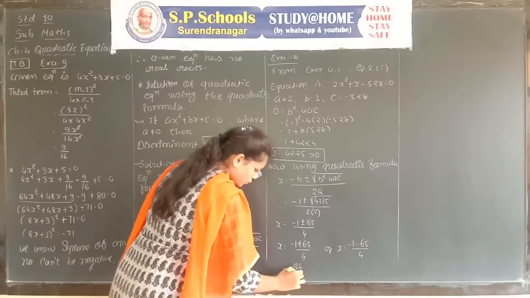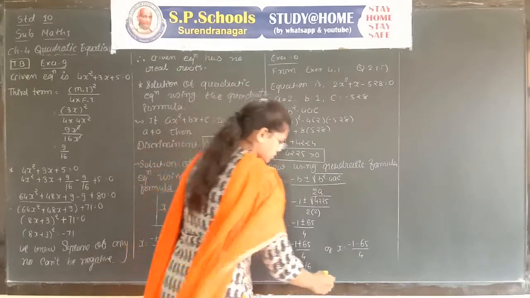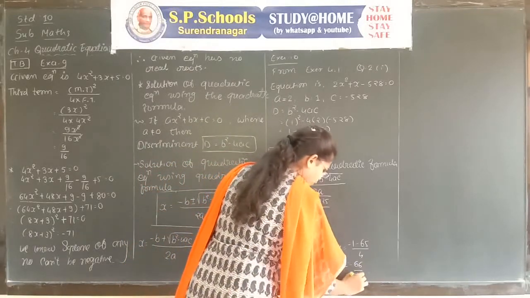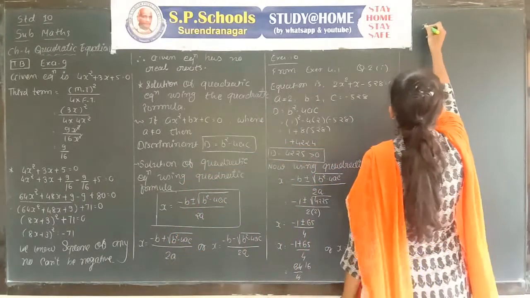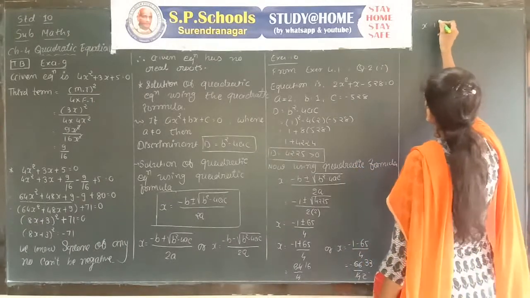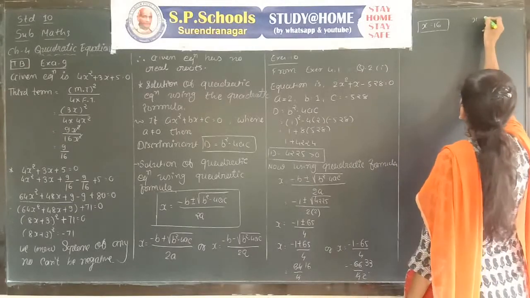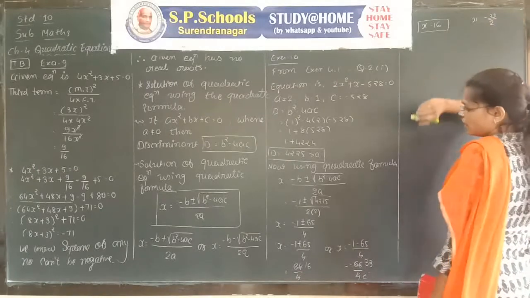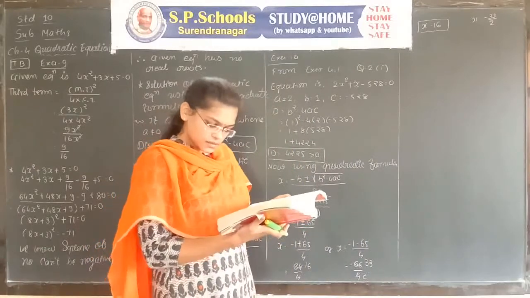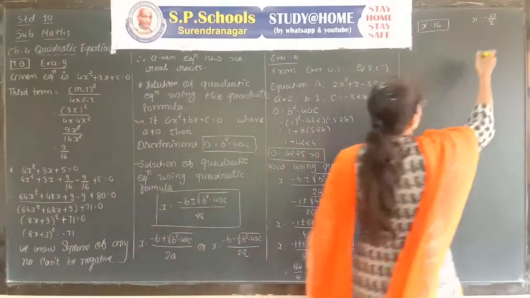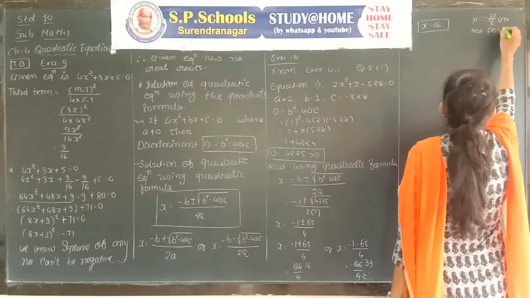64 upon 4, cutting is possible, 16. And minus 66 upon 4, by 2, 2 2s are, gives minus 33 upon 2. The value of x is 16, and another is minus 33 upon 2. Here what is x? X is the breadth. That's why negative is not possible, it does not belong to the natural numbers. That's why it is not possible.